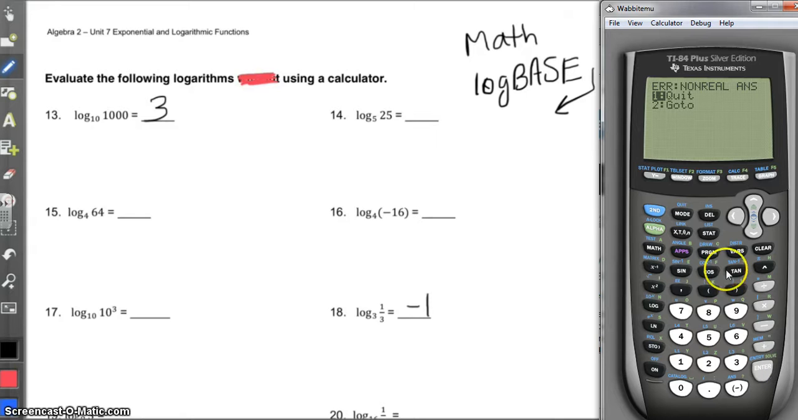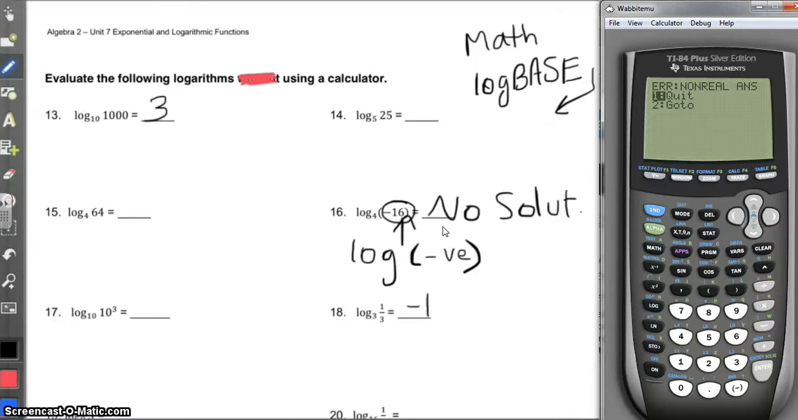Non-real answer. So this is no solution. And this does make sense. Remember what we said about logarithms? You can never have a negative inside the log. You can never have a 0 inside the log. So every time you see a negative, like log of a negative number, you can directly say there's no solution. So non-real answer, it means it's impossible.